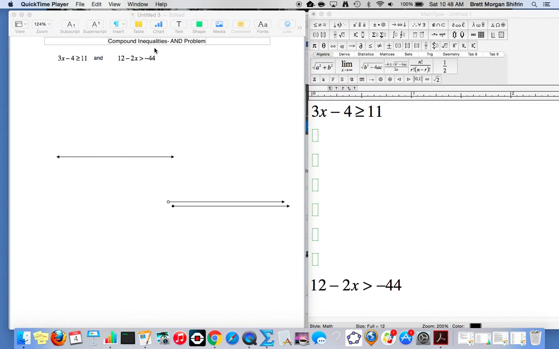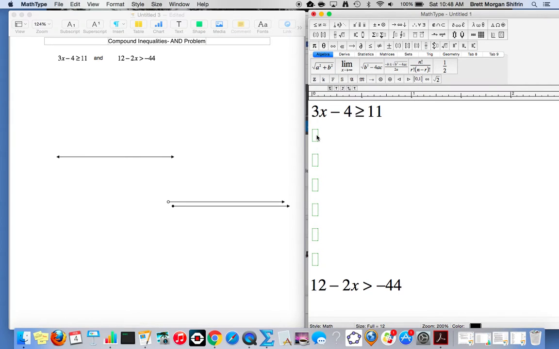If we take that to mathematics, we now have this statement: 3x minus 4 is greater than or equal to 11, and 12 minus 2x is greater than negative 4. So we're looking for values of x that are true for this inequality and that inequality. So both. To do this, I'm going to solve one inequality at a time.